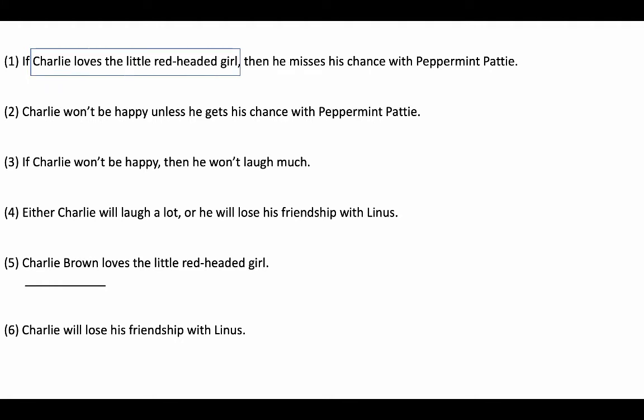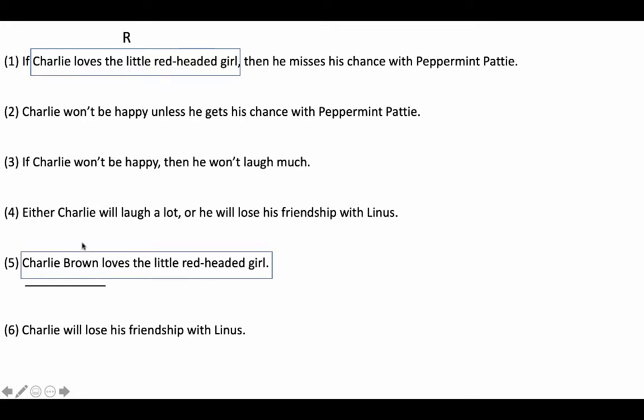So we'll take "Charlie loves the little redheaded girl," which is a proposition. Remember, a proposition is the kind of thing that can be true or false. "Charlie loves the little redheaded girl" can be true or false, so it's a proposition. It's going to get its own letter, and I'm just going to call it R. Remember, the choice of letters here is arbitrary. You can pick any letter you want. I'm just picking R to help me remember because we have redheaded.